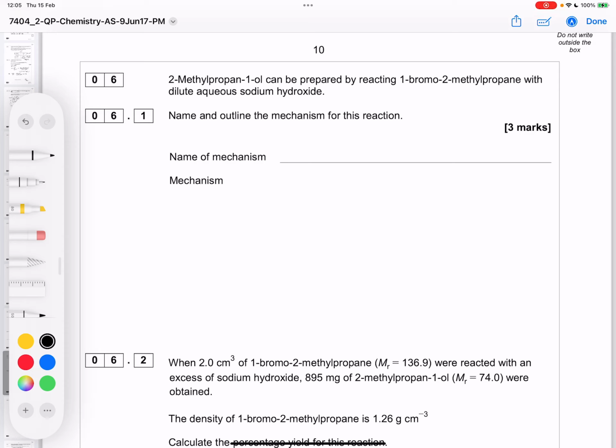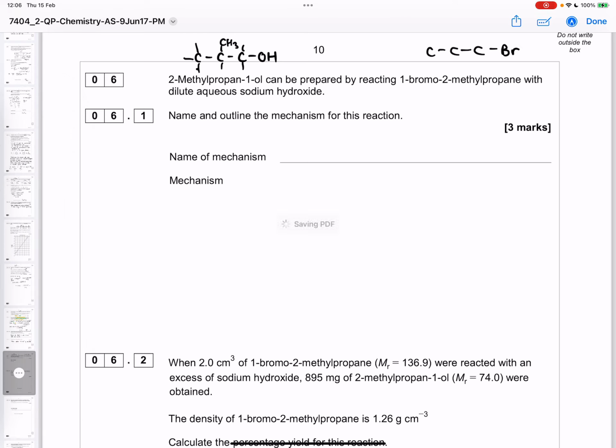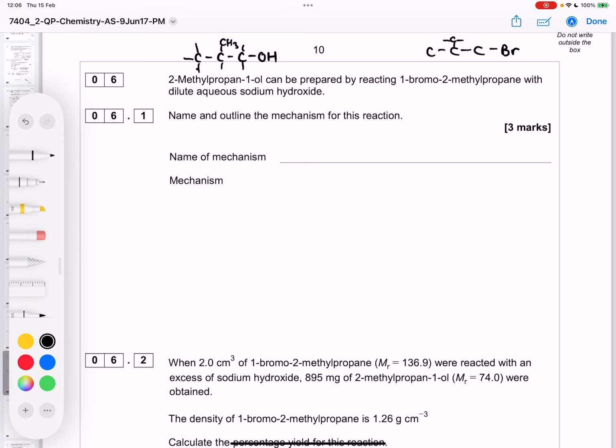2-methylpropan-1-ol, so propane being carbons 1, 2, 3, with an alcohol on number 1 and a methyl group on number 2, and all these would be hydrogens, can be prepared by reacting 1-bromo-2-methylpropane, so a bromine on number 1 on a propane with a methyl on number 2, all these would be H's, with dilute aqueous sodium hydroxide. Now, the question's asking us about a mechanism.